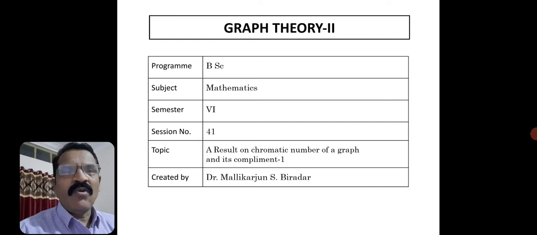First of all, you all know what is the complement of a graph. The complement of a graph is a graph whose vertex set is the same as that of the graph G, and it is denoted by, of course, G bar. Two vertices are adjacent in G bar if and only if they are not adjacent in G. Okay, I think it is very clear. So what is the complement of a graph?